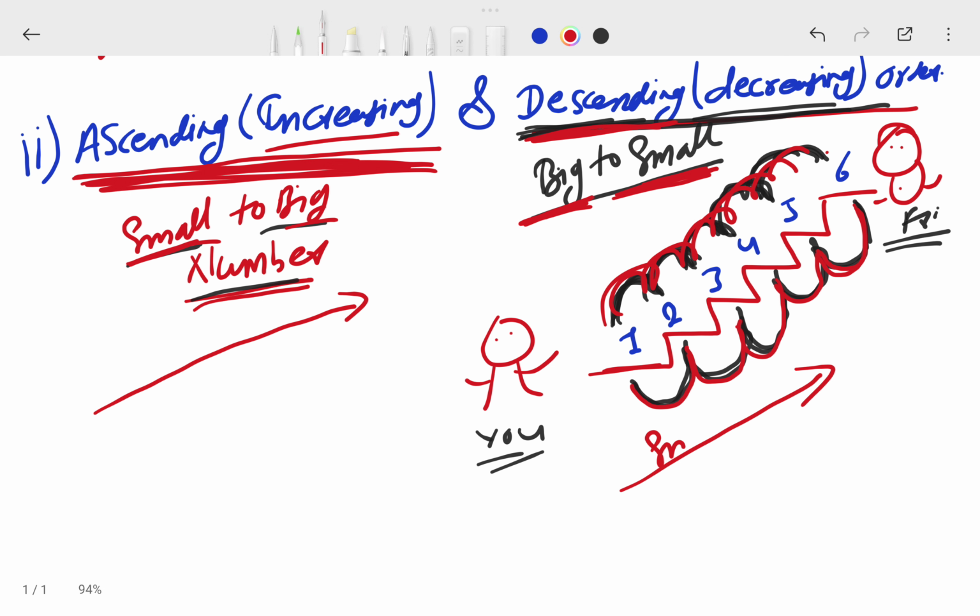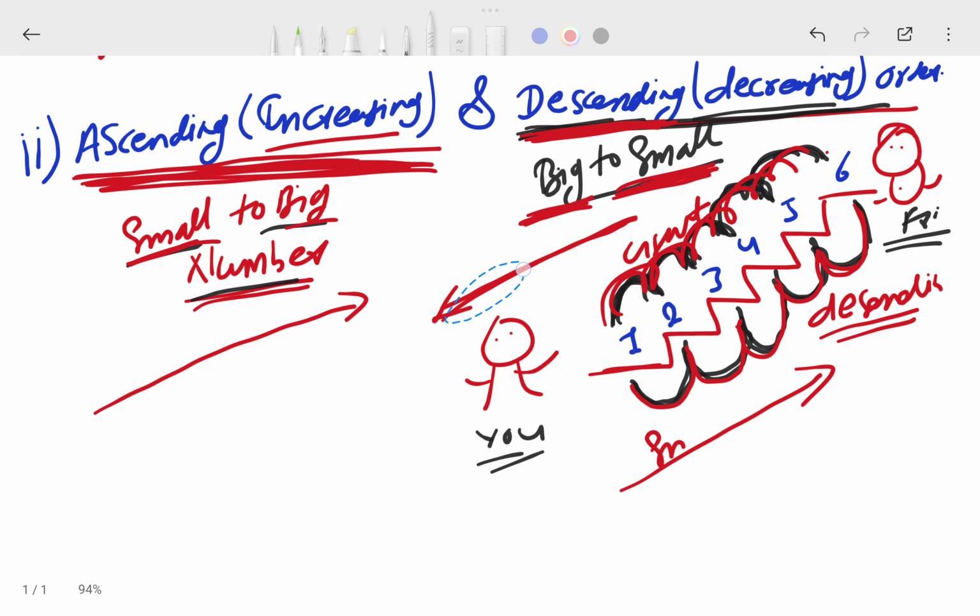And when you are coming from the big to a small number, right? So this is called the descending order. When you come from a big number to a smaller number, that's our descending. And when you are going from the small to big, this is called the ascending. I hope it's clear to you. It's clear, right?